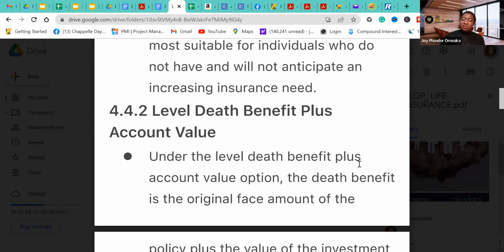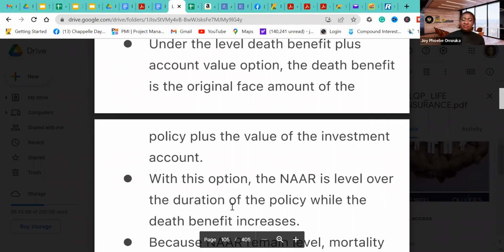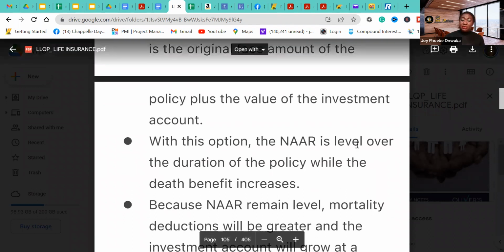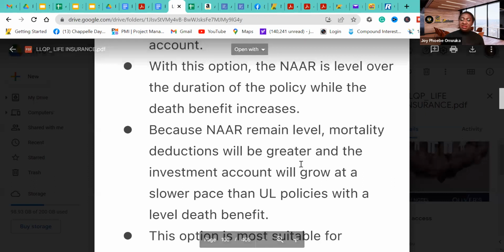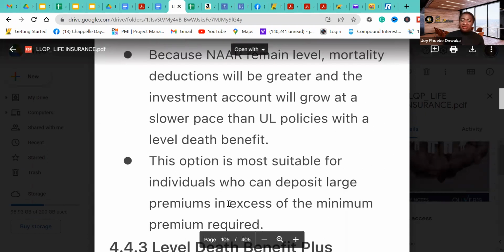Under the level death benefit plus account value option, the death benefit is the original face amount of the policy plus the value of the investment account. With this option, the net amount at risk is level over the duration of the policy, while the death benefit increases. Because the net amount at risk remains level, mortality deductions will be greater and the investment account will grow at a slower pace than a policy with a level death benefit.